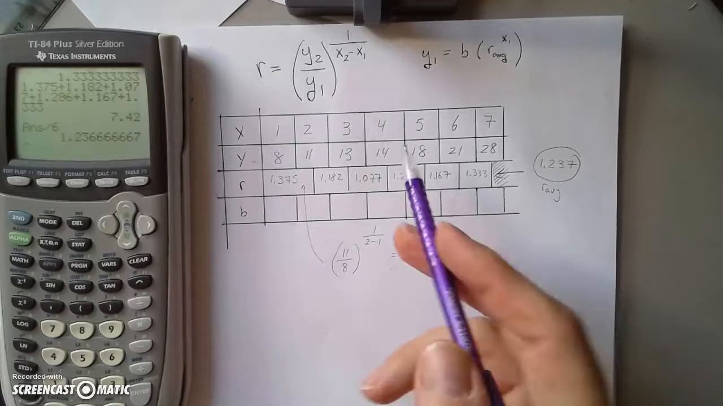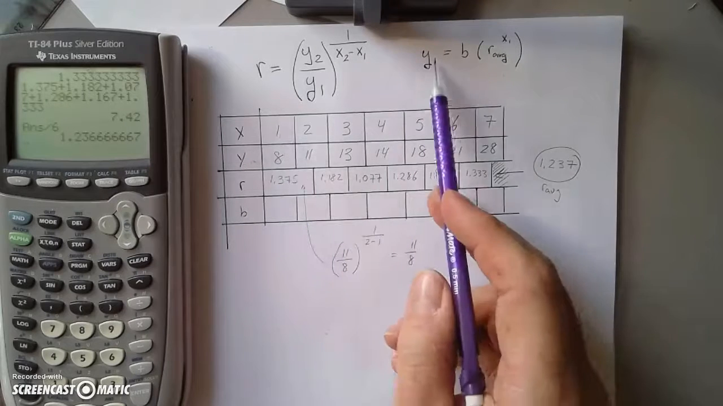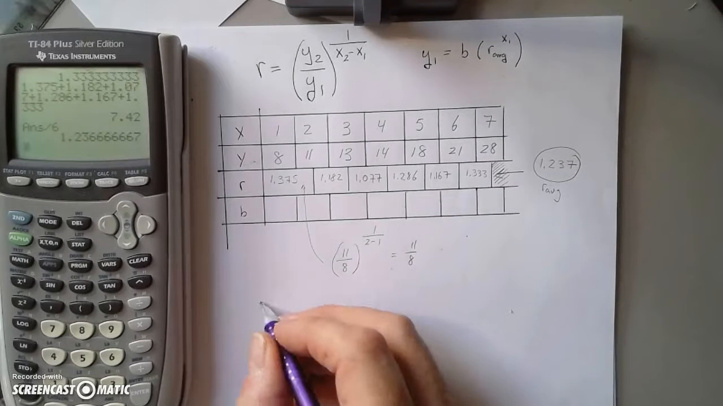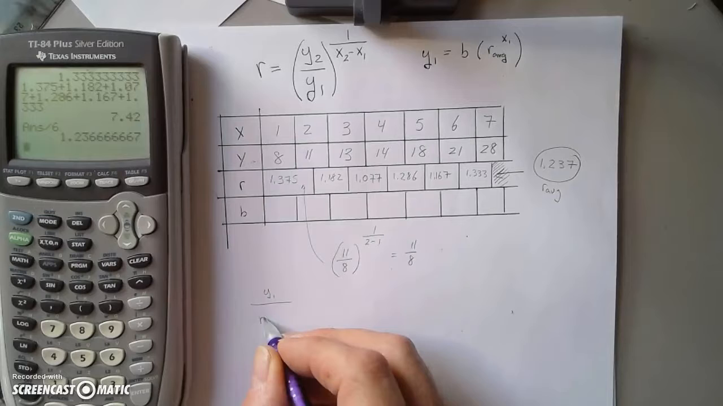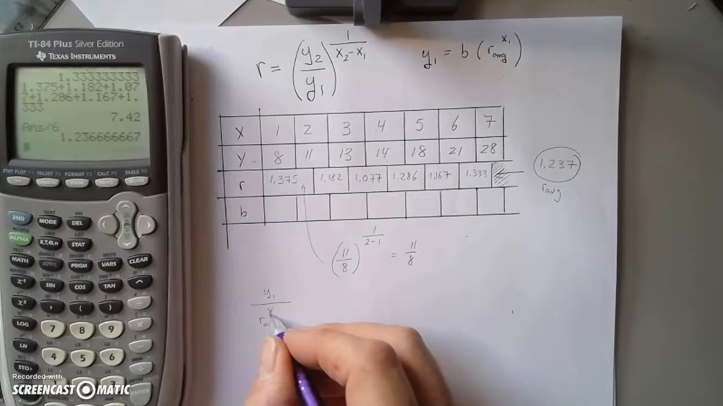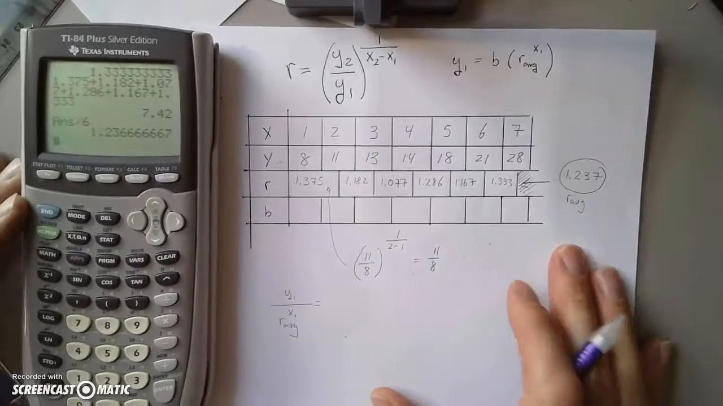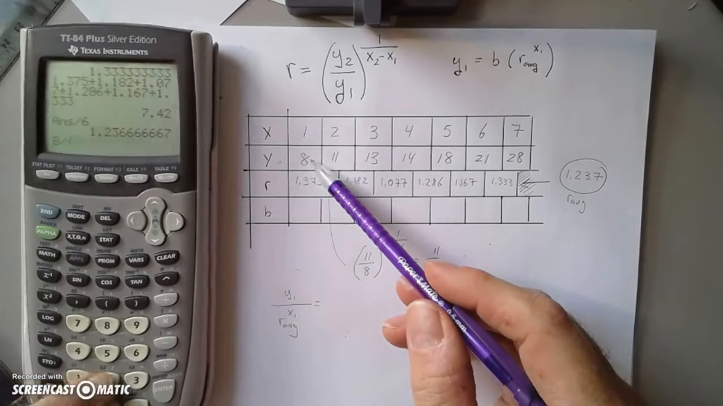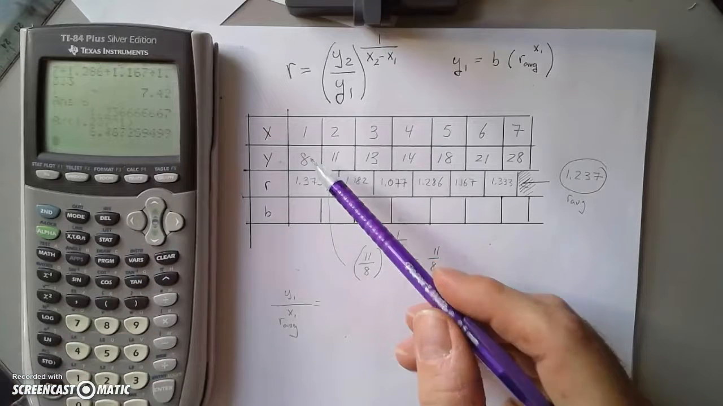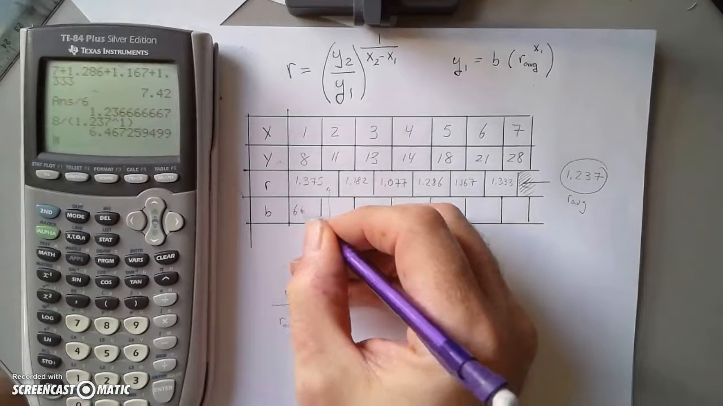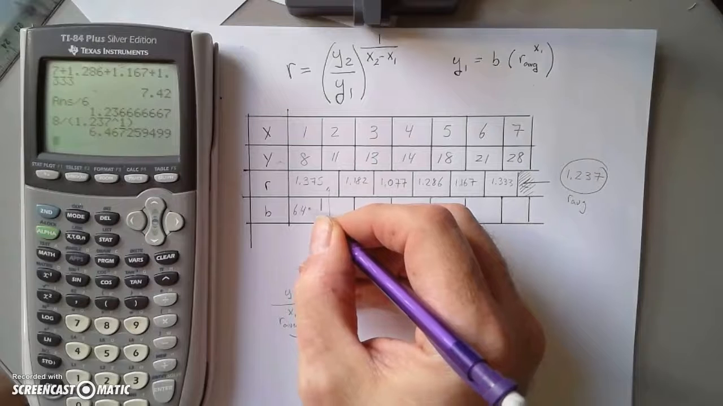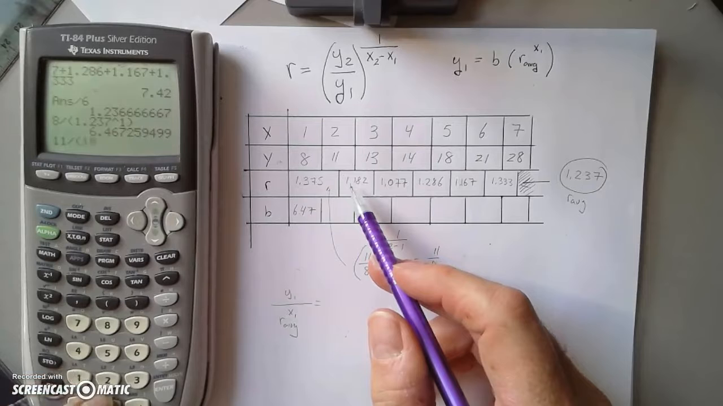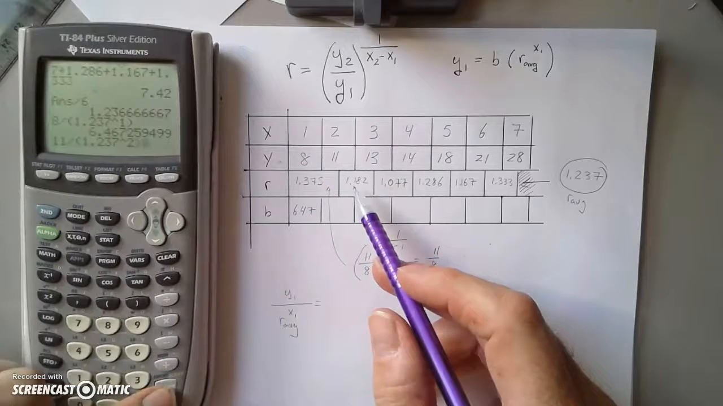Now for B, again, what's the pattern? Well, we're going to take a point and plug it into this equation and solve for B. Well, we can solve for B first. So this is y1 over R average to the power. So let me show you how that works. So I would take 8 divided by, in parentheses, my R average raised to 1. And that gives me 6.47, we'll just do 2 decimals, I suppose. Now, the next one will be 11 divided by, parentheses, 1.237 squared.